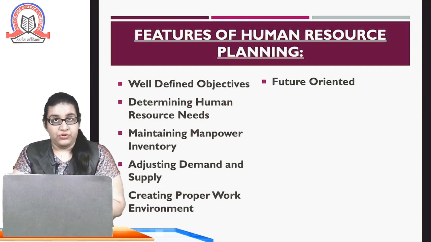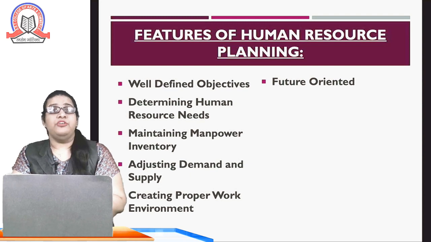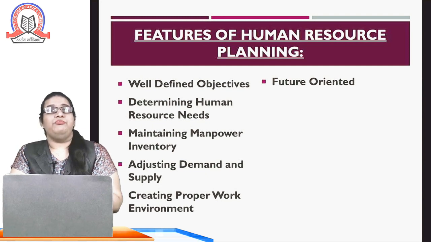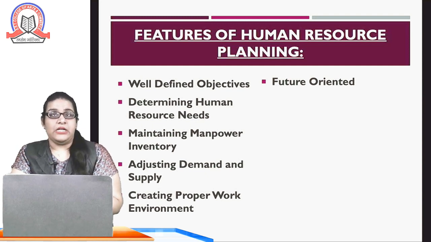The next is future oriented. So HRP is future oriented. We plan for the future. So planning, as it is, we plan about the future. For example, whenever we have to plan any simple birthday party or celebration, we have to plan everything, who is going to bring the cake, the venue, the time, everything has to be decided in advance. So similarly, in a company, in an HR department, we have to plan different activities accordingly.